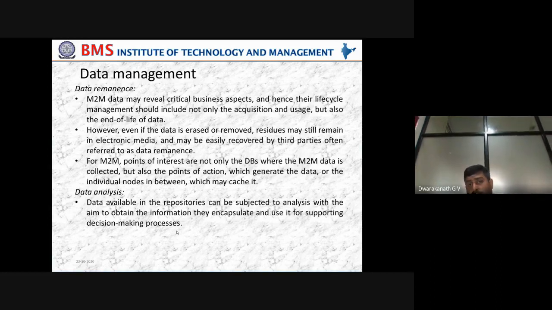For M2M, the points of interest are not only the databases where the M2M data is collected, but also the points of action which generate the data, or the individual nodes in between which may catch it. So always, I should not only concentrate on a database. How much time should I keep the collected data in my device until processing? I have written some code, for example for master level or temperature, or an MQ135 gas sensor. The value came; until what time should the value be there in my device? Until some time it should be there.